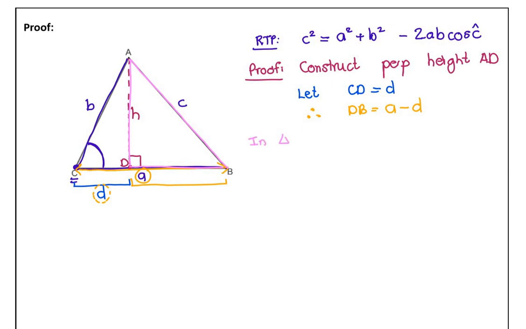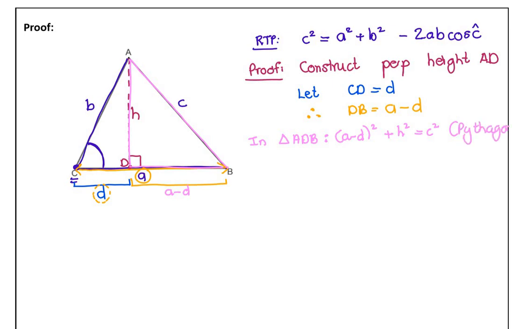So in triangle ADB, now we haven't done this so far in our proofs, but I'm going to use Pythagoras' theorem. And Pythagoras' theorem, if this is A minus D, if I fill that in, would have said that (A minus D) squared plus h squared is going to be equal to c squared. And that will be Pythagoras.